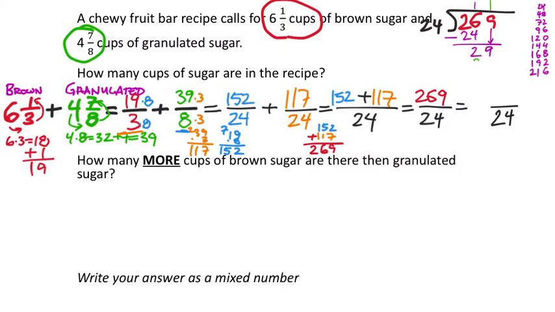1 times 24 is 24. When I subtract that, I'll have a remainder of 5. So the quotient there is 11. Sorry, that's kind of squished in there, but 11. And the remainder of 5, that's our numerator of the fraction. All we've got to do now is label our answer. And this was in how many cups of sugar? So yeah, we're looking at cups of sugar. Let's put cups right there. And that would be the total amount of sugar, cups of sugar, in this recipe.